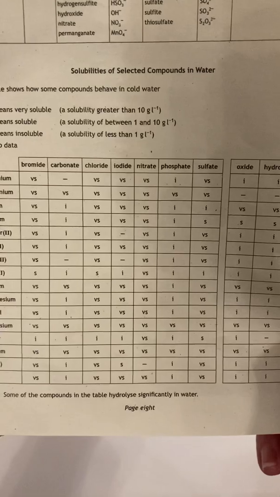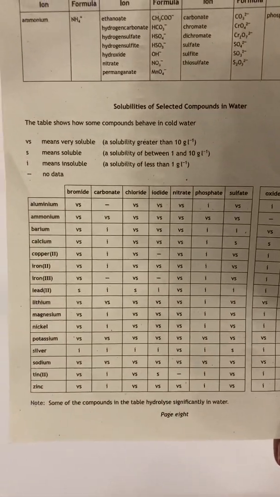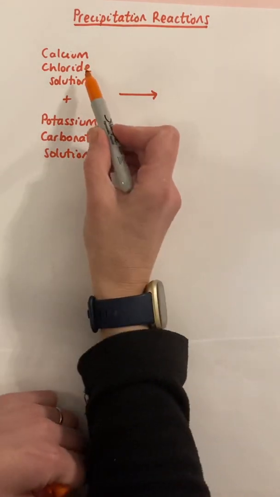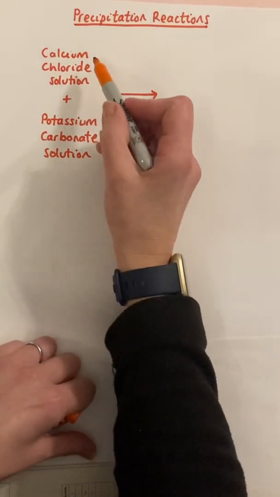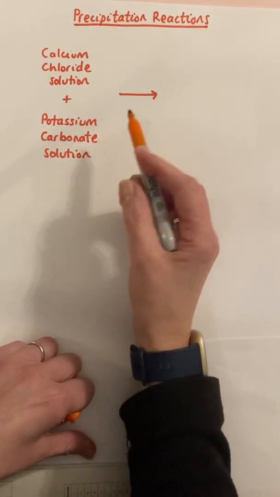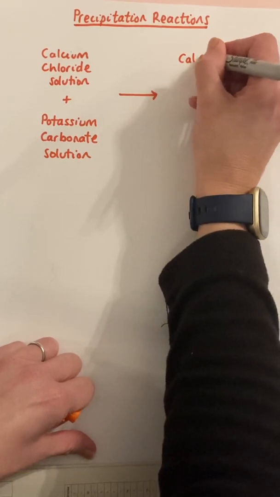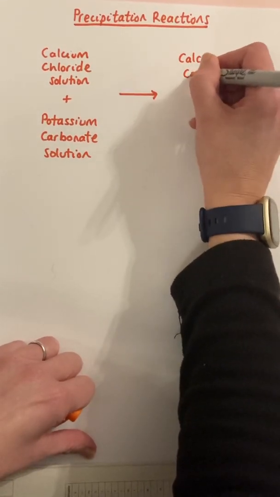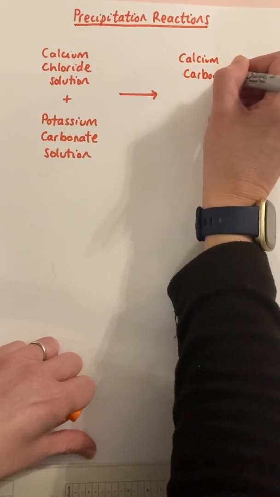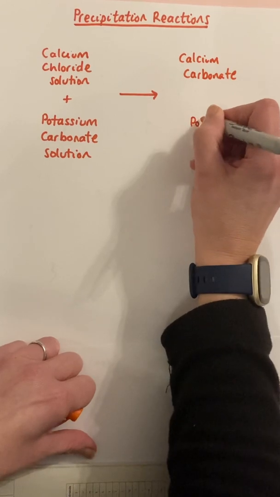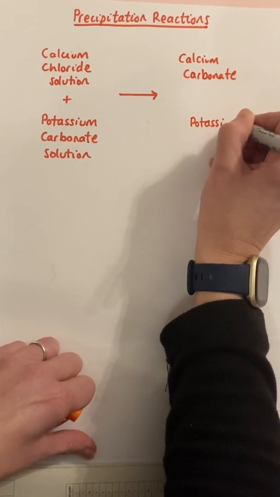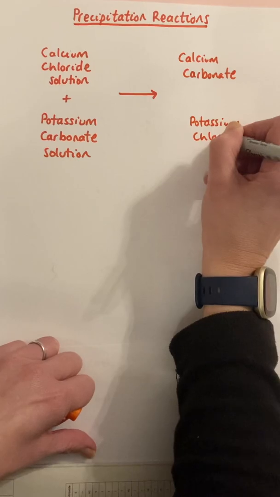And the page that's very important for you when you're doing your precipitation reactions is page 8, where you look at your solubilities table. So when I look at this reaction here, I have calcium chloride solution and potassium carbonate solution. Now the calcium is going to react with the carbonate to form calcium carbonate, and the potassium and the chloride are going to react to give potassium chloride. So that's what I mean by them swapping their partners.